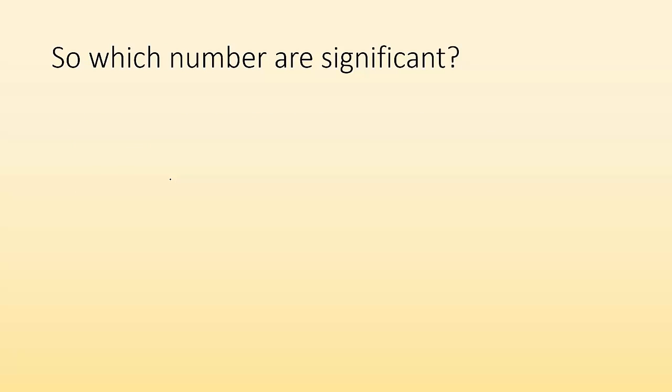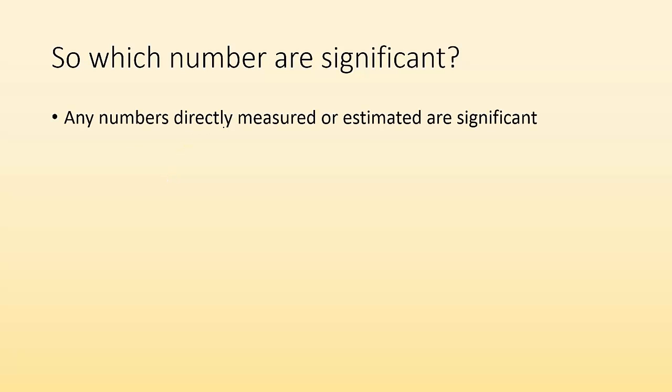So which numbers are significant? Well, any numbers directly measured or estimated are significant. So if I had 12 centimeters written like this, there are 2 sig figs because I measured the 1 in the tens place and the 2 in the ones place. So those are significant. 12.0 has 3 significant figures because I was able to measure and estimate the 1, the 2, and the 0. So that would have 3 sig figs.